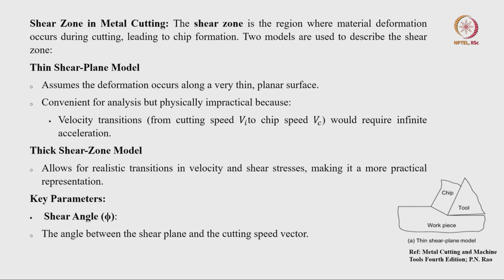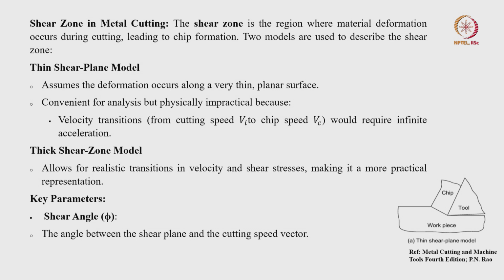This also leads to chip formation. Two models are used to describe the shear zone. Number one is the thin shear plane model. It assumes the deformation occurs along a very thin planar surface, convenient for analysis, but physically impractical because velocity transitions from cutting speed to chip speed would require infinite acceleration, which is not practical anyway. The other one, the thick shear zone model, is more practical and realistic because it allows for finite time for transition in velocity and shear stresses, making it a more practical representation.